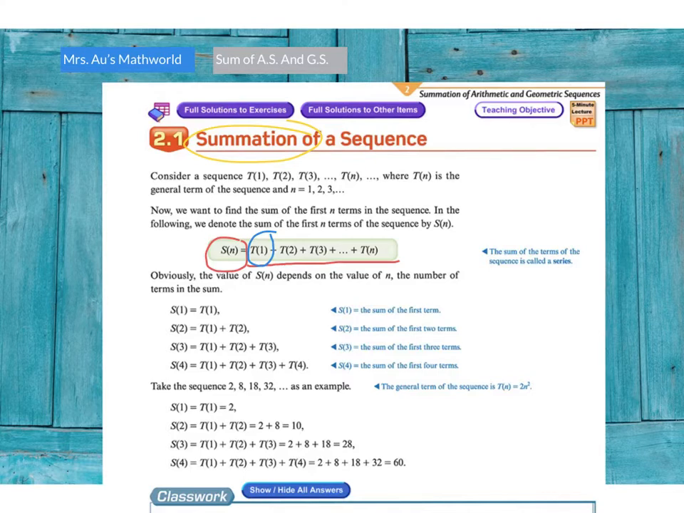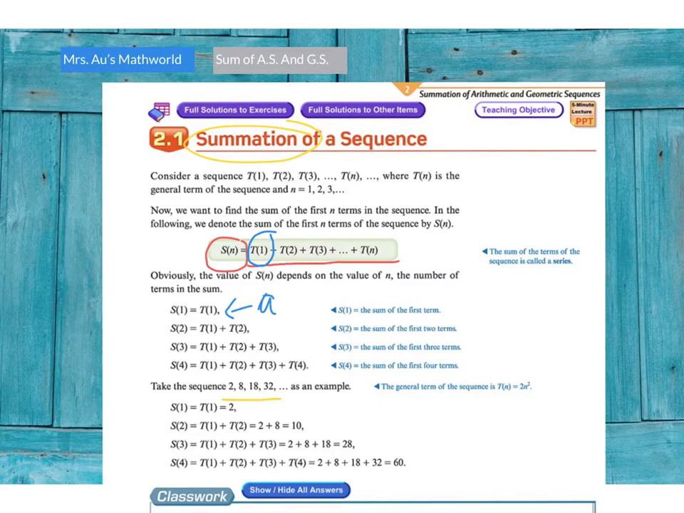So you can see that if it is S1, you only have one term, that means just A. Then S2 means T1 plus T2, S3 means adding the first three terms, and so on. If you take the sequence like 2, 8, 18, and 32 as an example, the first term is 2, that means S1 is 2. S2 is the first two terms, adding the sum of them, 2 plus 8 equals 10.